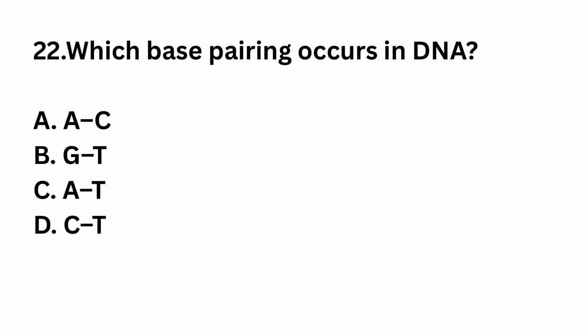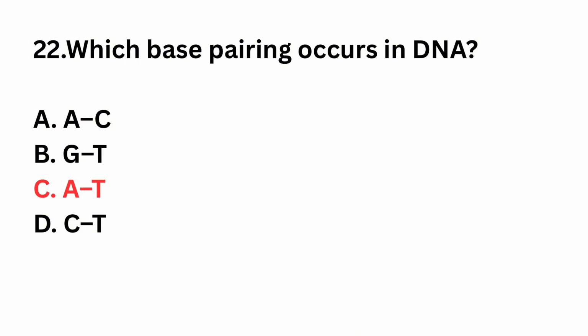Question number 22. Which base pairing occurs in DNA? Adenine cytosine, guanine thymine, adenine thymine, cytosine thymine. The right answer is option C, adenine thymine. Adenine pairs with thymine via hydrogen bonds.